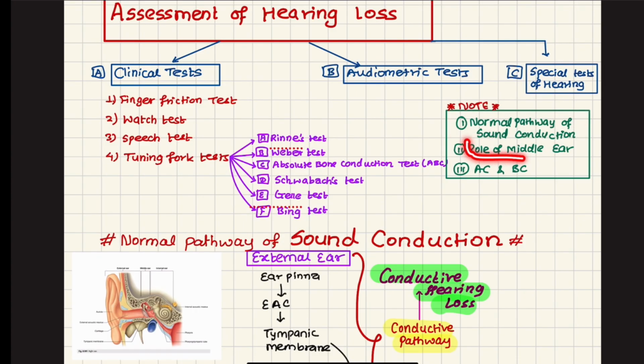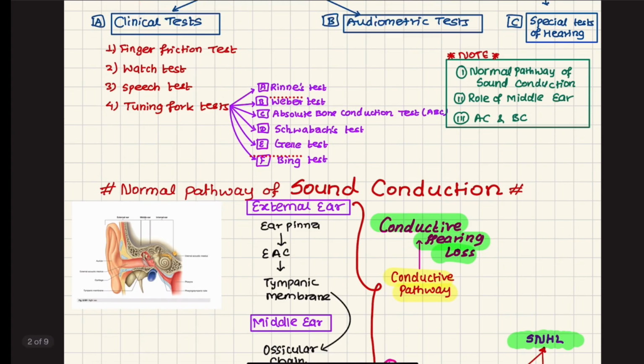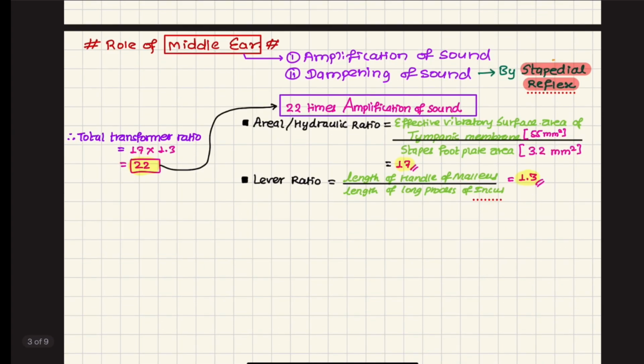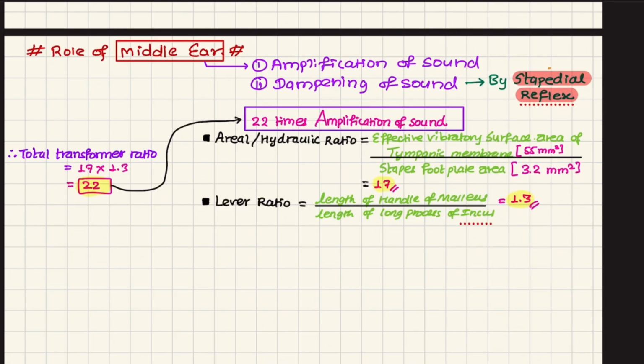Let's go to the role of the middle ear in sound conduction. The middle ear helps in both amplification and dampening of sound. In our day-to-day activities, we come across both very low frequency sounds and very high frequency sounds. It is essential to dampen the high frequency sound because it may damage our inner ear, which is done by the stapedial reflex. Similarly, we want to hear as much of the low frequency sound as we can. For that, amplification of sound is essential.